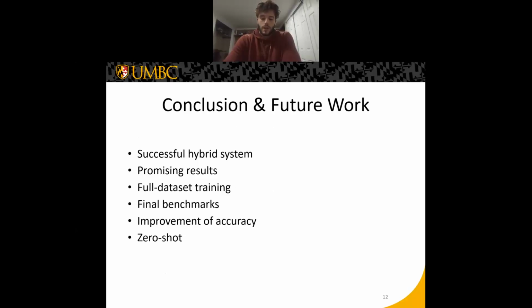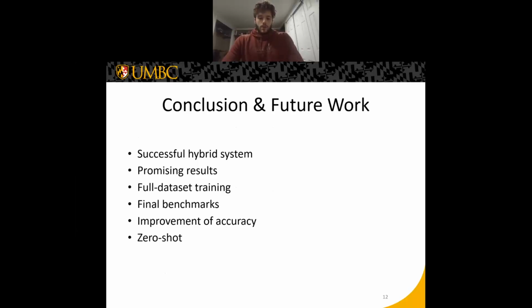In conclusion, we successfully fine-tuned a hybrid model with ProtoNet for few-shot and CMEs for one-shot recognition. Even with the reduced data, we got very promising results. For our future work, we plan on training this model on the full dataset so our results are even better. And we plan on implementing zero-shot learning so we can use the model even on animals that do not appear in our training dataset.